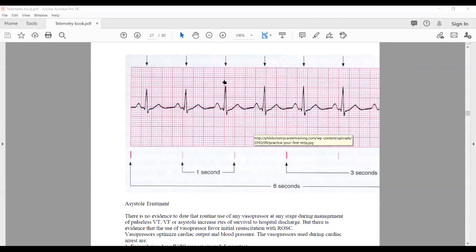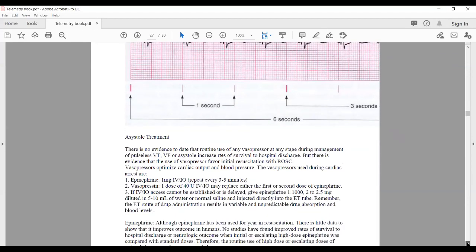So this is how we calculate the heart rate. Does anyone have any questions on how we calculate the heart rate by looking at a 6 second strip? Does anyone have a question? Okie doke. Let's go on.